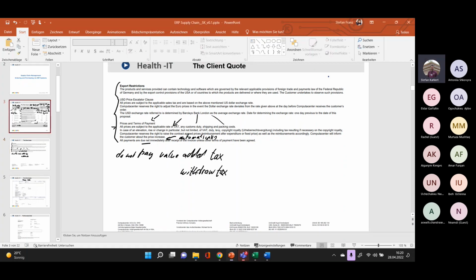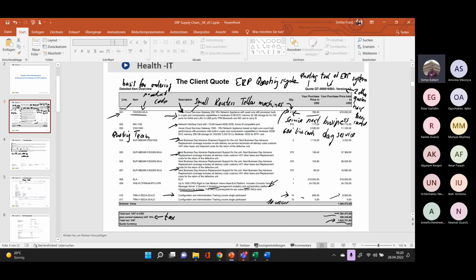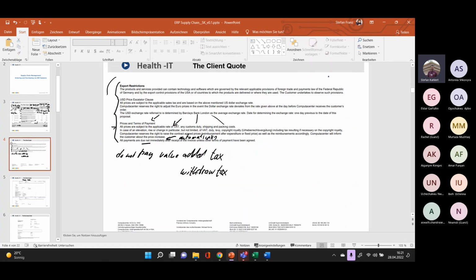So this is the client quote. This is just an example for routing. It can be anything. It can be server, hardware, it can be software, it can be routing or switching, can be compute, storage, whatever. For everything you do, even for services, you always need a quote. And this is how it looks when you get it out from an ERP system. And these are the remarks you find in such a quote.